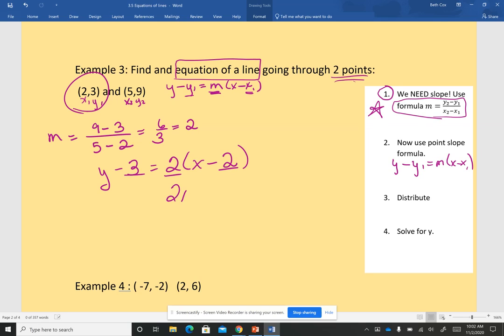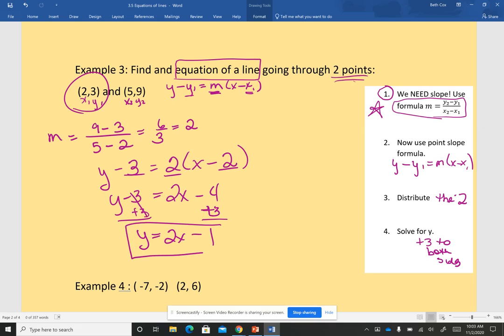So x1 goes here and y1 goes here. Distribute. So 2x minus 4. And then solve for y by adding 3 to both sides. All right, so add 3, add 3. I get y is 2x minus 1. Now I can graph that one if I want to, and you'll find that that's the equation that fits this line.